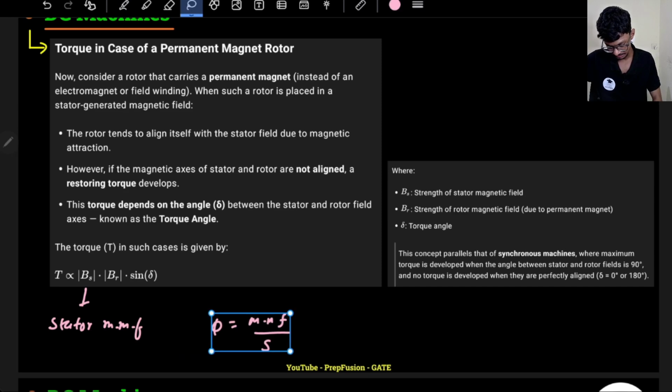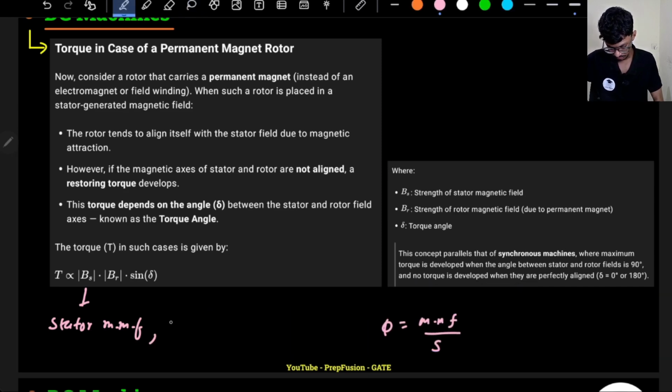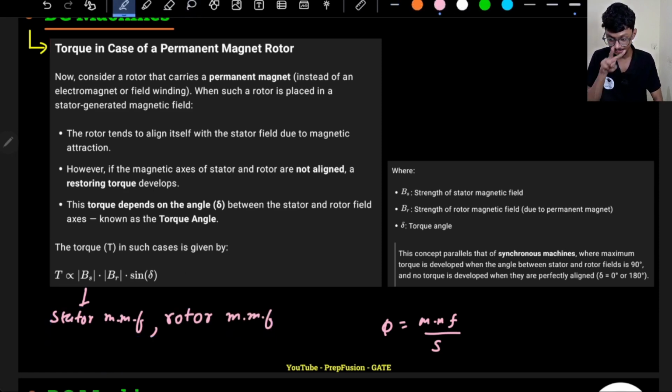then I can write this as rotor mmf, and I can write this with the sine of the angle between them. Why does this sine come up? I will explain that with the EMFT lecture. EMFT I have already covered. I will explain that with EMFT.